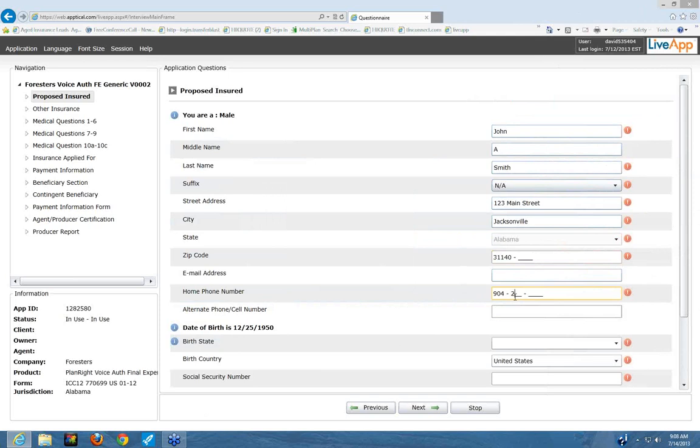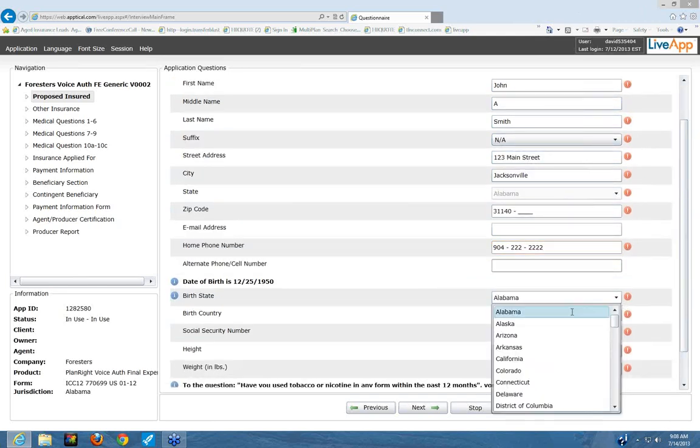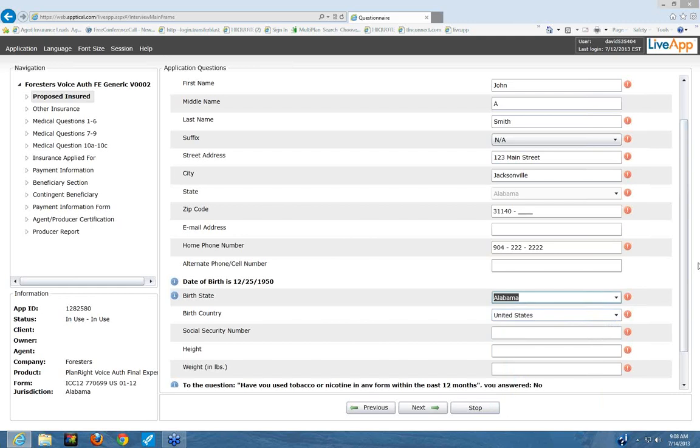Their phone number. I don't ask for an alternate phone number. I just get their phone number. Birth state is Alabama.